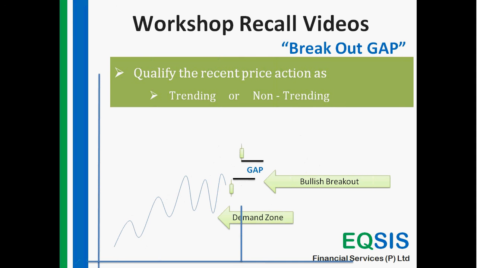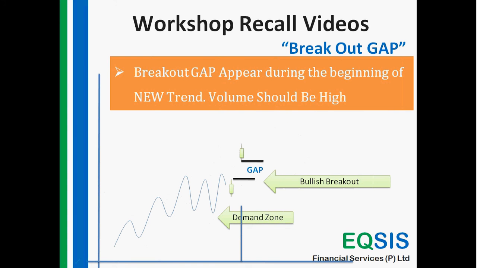Okay, there is a demand zone here, and this is a bullish breakout area, and the gap appeared after the breakout. So this is the beginning of a new trend, and we qualify this gap as a breakout gap. It is because a breakout gap appears during the beginning of a new trend or while breaking out. But one thing you have to remember: the volume should be high on the breakout day. Only then does it qualify to be a breakout.